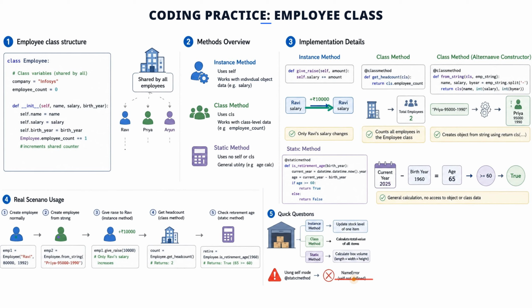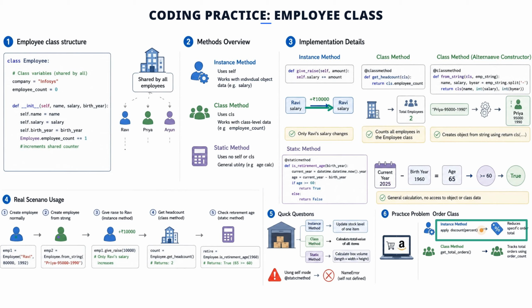For your final practice, try building an order class for an e-commerce system. You'll need an instance method to apply a discount to a specific cart, a class method to track the total number of orders placed globally, and a static method to calculate an 18% GST on a given amount. The key takeaway is that designing your classes with the correct method types creates a robust system that perfectly separates individual actions, global tracking, and general utilities.